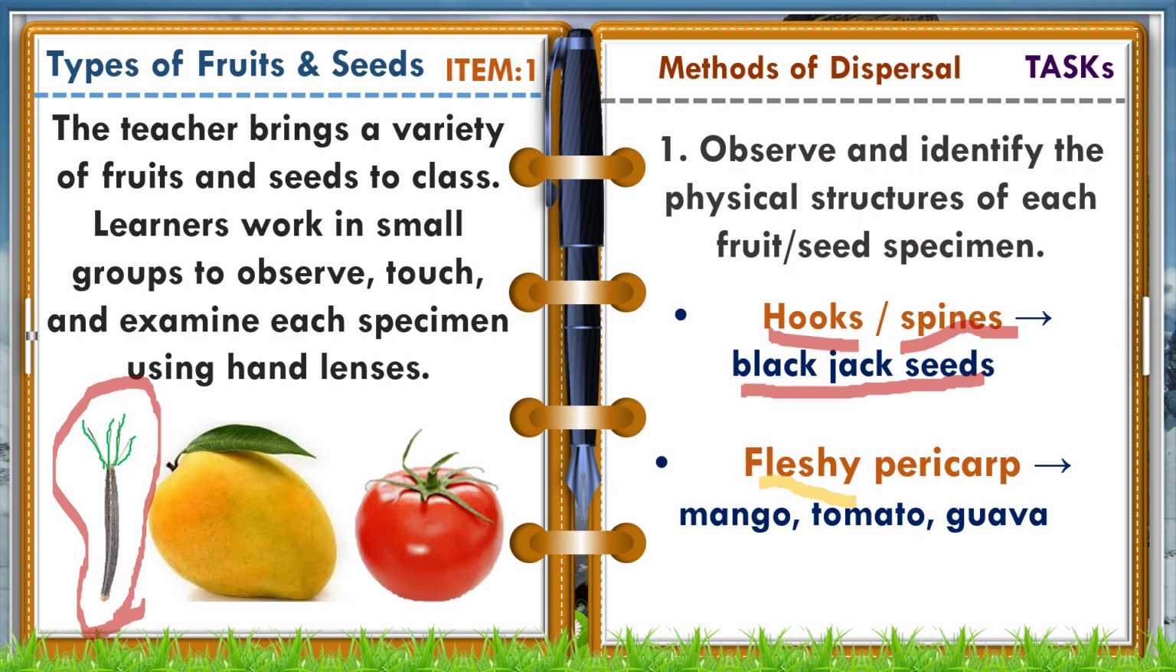Then we have the fleshy pericarp. This can be found in mangoes, tomatoes, and guavas. So here we have the tomato and the mango. This outer layer is an exocarp. Inside there is a mesocarp. And then we have the endocarp. All of them make up what we call a pericarp, and that pericarp is fleshy.